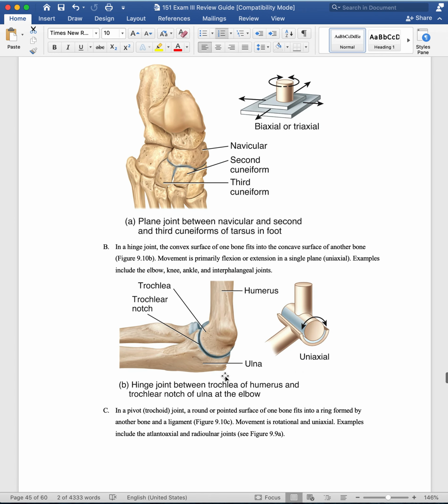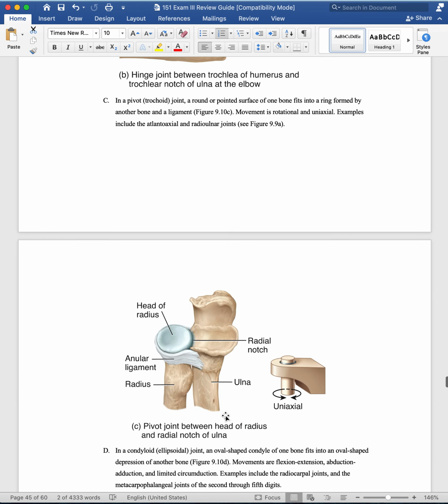We can also have a hinge joint. A hinge joint is a lot more rigid in the range of motion that it provides. A good example of this is the knee, or the elbow. Basically with this, we're going to have an end point of our range of motion because the hinge joint is actually going to lock in place, right? The olecranon of the ulna is going to lock into that olecranon fossa, and we're not going to be able to hyperextend.